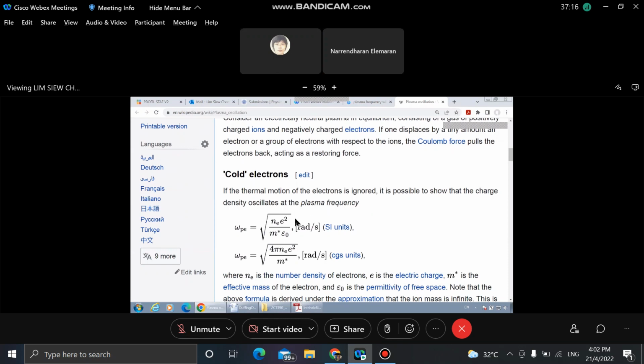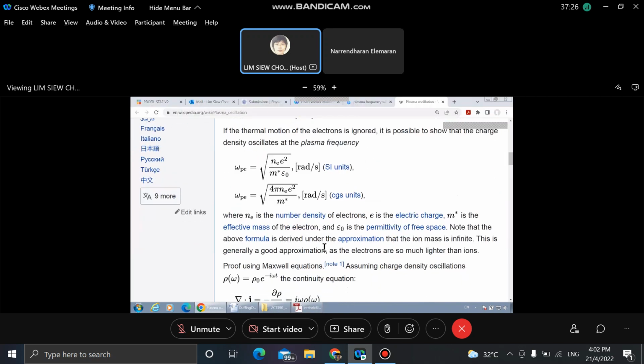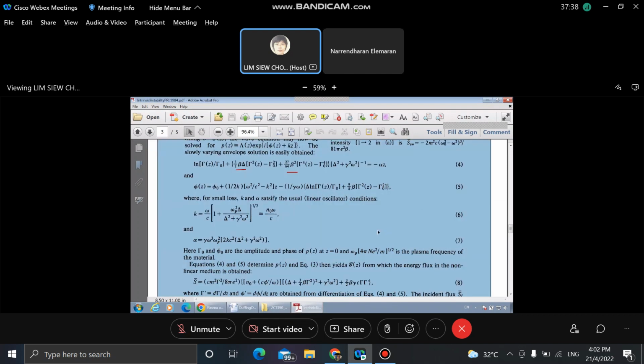To NE square over M star epsilon naught. So again, in CGS units it is 4 pi NE square over N. You see, now I want you to pay attention. You listen to me.